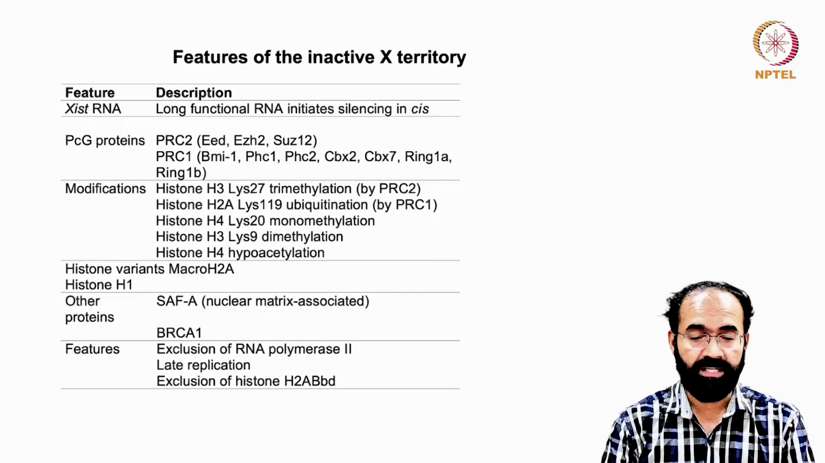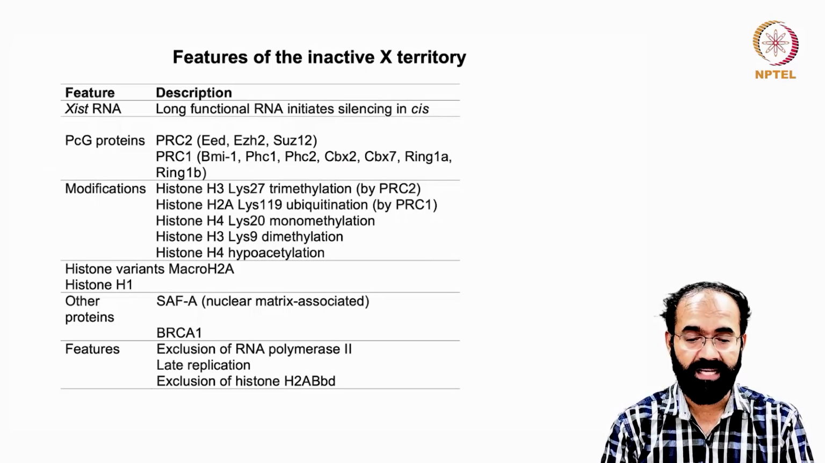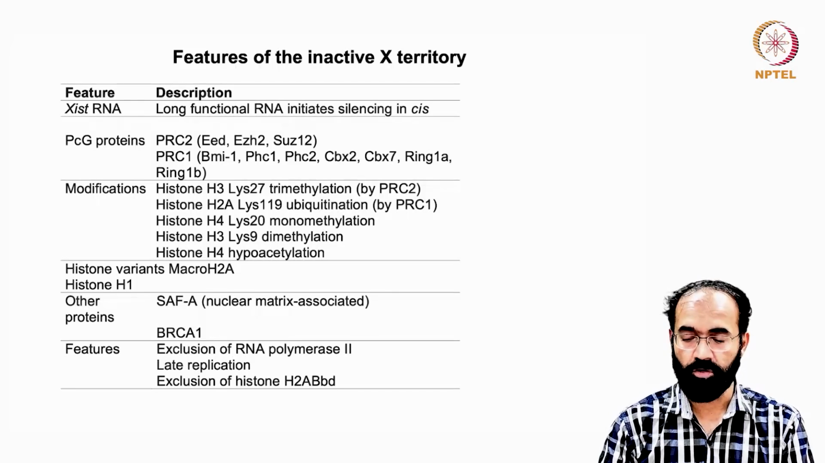And exclusion of H2A.BBD. This is an isoform of histone 2A that will be excluded. So these are all the three features associated with the X chromosome.